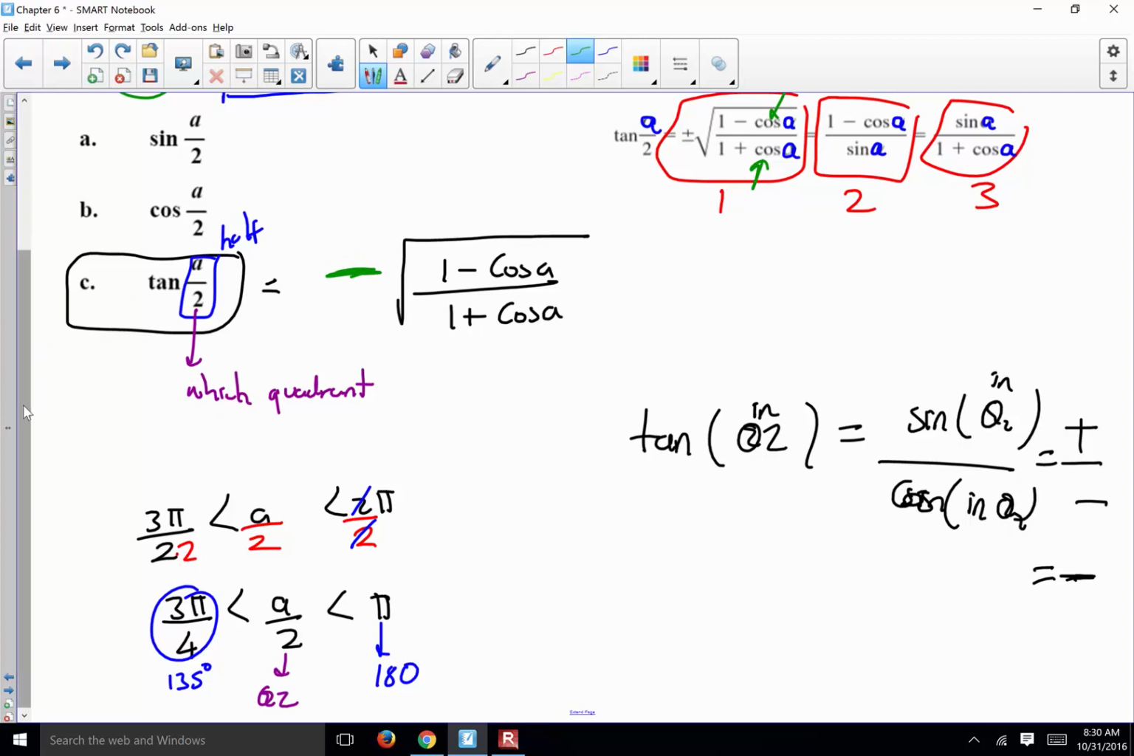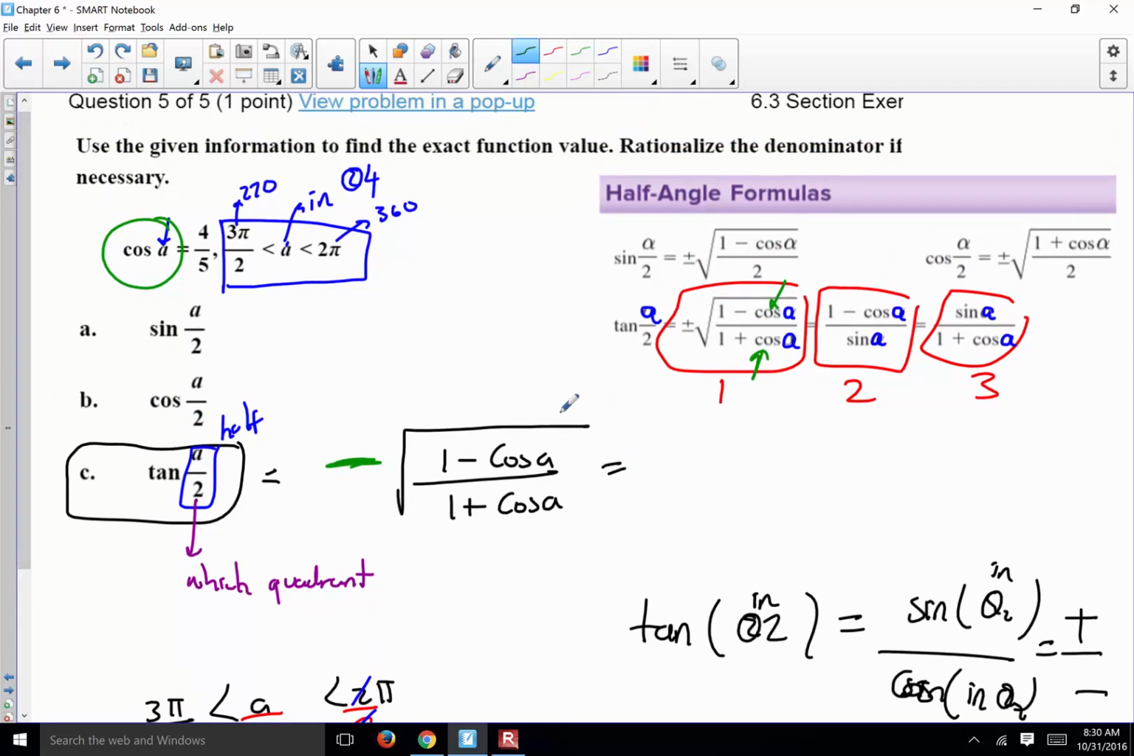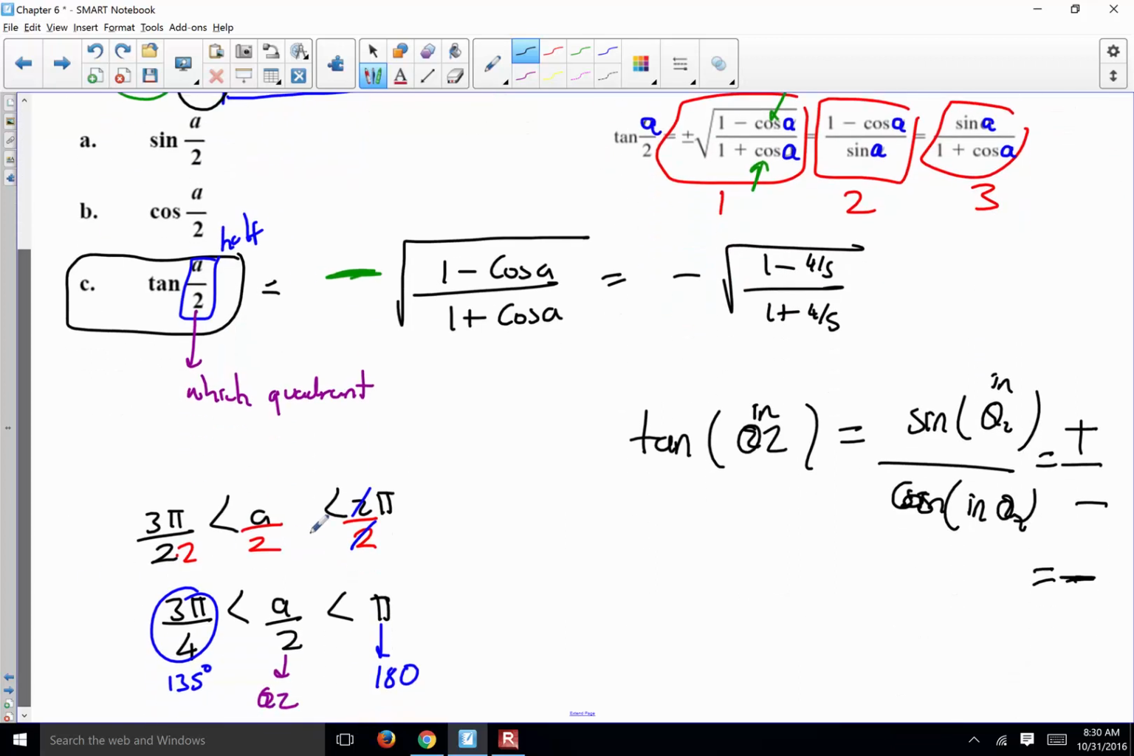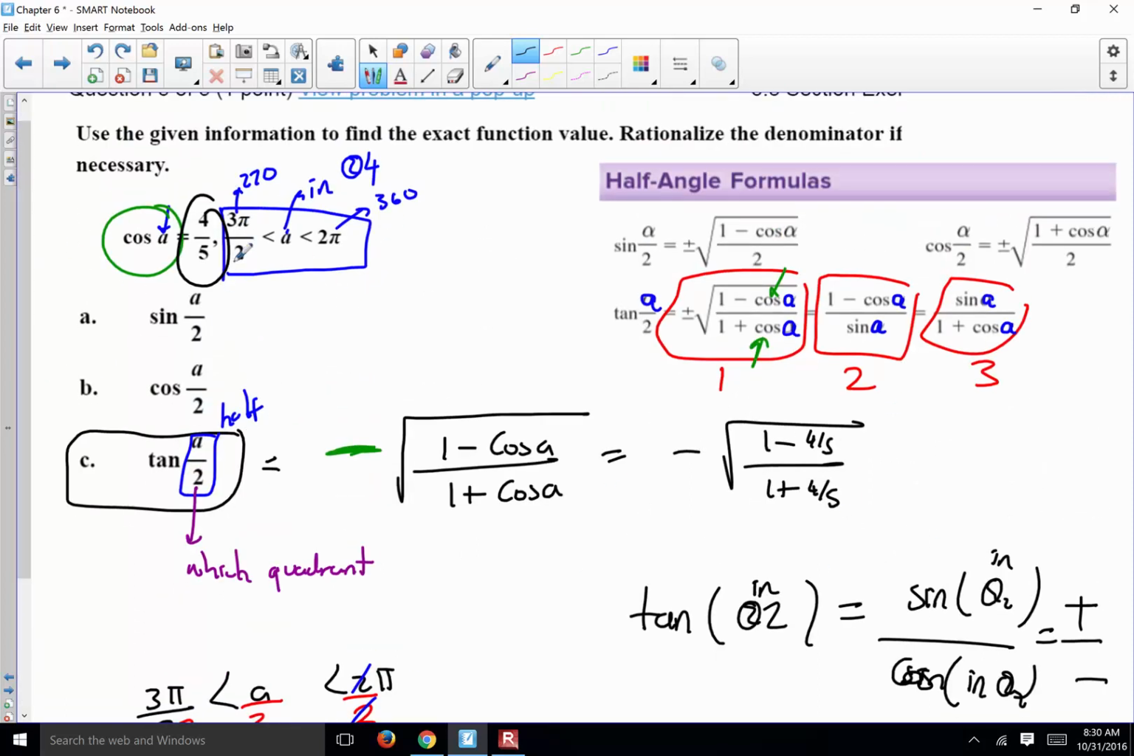Now all we need to do is enter the given cosine value everywhere. Minus, 1 minus 4/5, 1 plus 4/5. Okay? Does the work I've done here make sense? All this work is done because I need to clarify which one of these signs is going to be valid. It's not plus, it's the minus one, because a over 2 is in quadrant 2, between 135 and 180, if a is between 270 and 360.